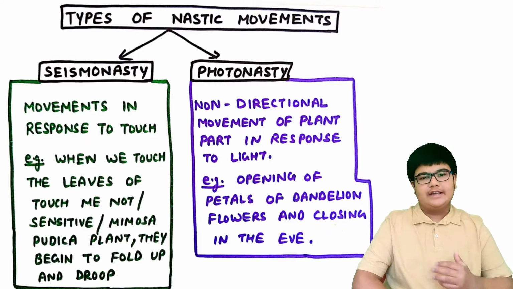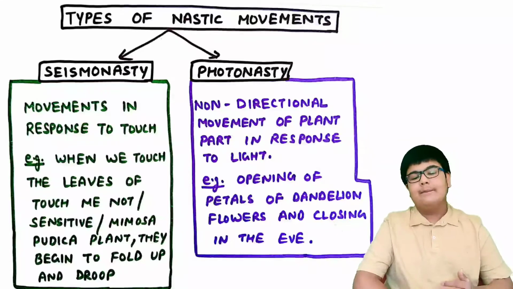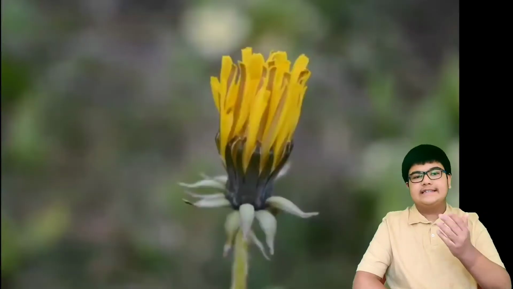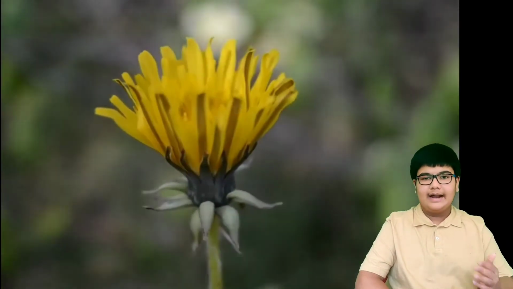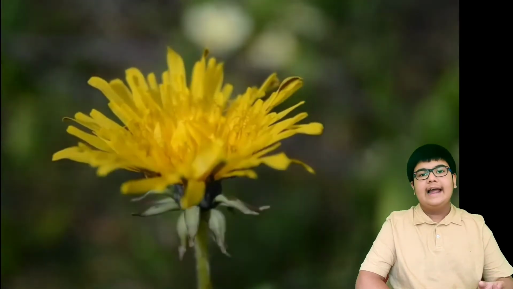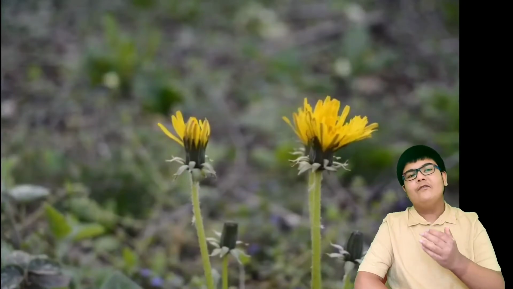Second, photonasty. These are the non-directional movements of the plant parts in response to sunlight. For example, opening of the petals of dandelion plant in the morning and closing of the petals in the evening. This is an example of photonasty movements.